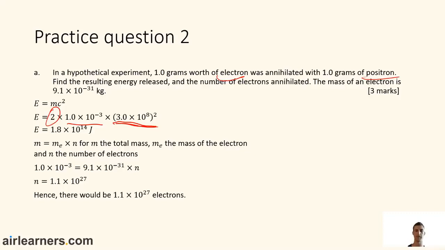So in terms of mark allocation, I would give 1 mark for the energy, 1 mark for the number of electrons, because that's what it asks for, and then 1 mark probably for the appropriate use of formulae. This is not really a formula, it can be just general understanding. So using E equals mc squared, finding the energy as a result, making sure that this is multiplied by 2, because there are 1 gram of electron and 1 gram of positron, and then we have the number of electrons.